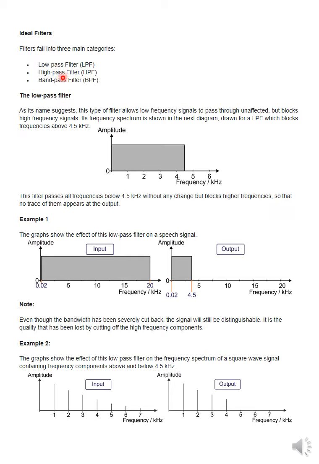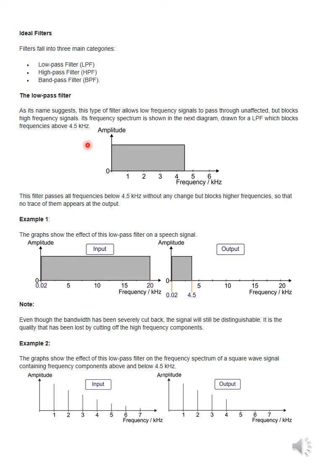So we have a low pass filter, a high pass filter, and a band pass filter. Low pass filter, as its name suggests, is a type of filter that allows low frequency signals to pass through unaffected but blocks high frequency signals. Its frequency spectrum is shown in the next diagram, drawn for an LPF which blocks frequencies above 4.5 kilohertz. So what the LPF will do is that you will define a particular frequency above which it will not pass any information.